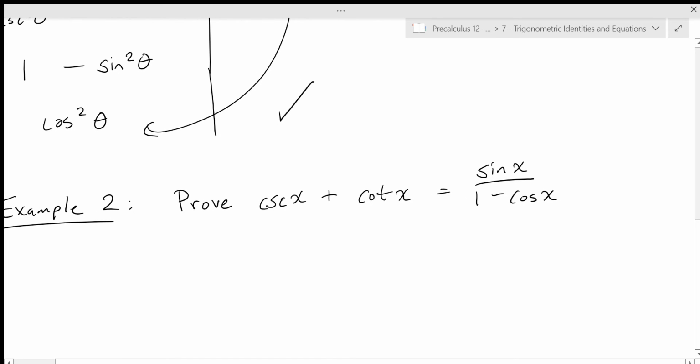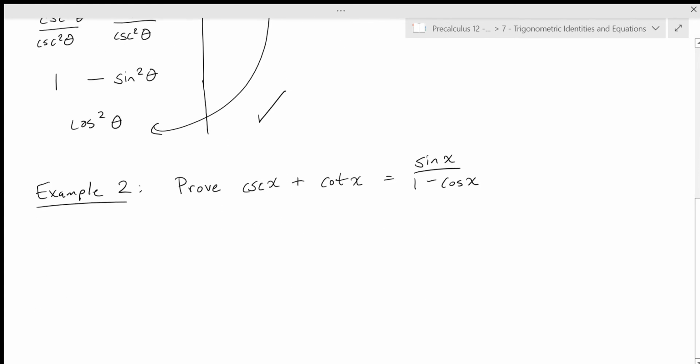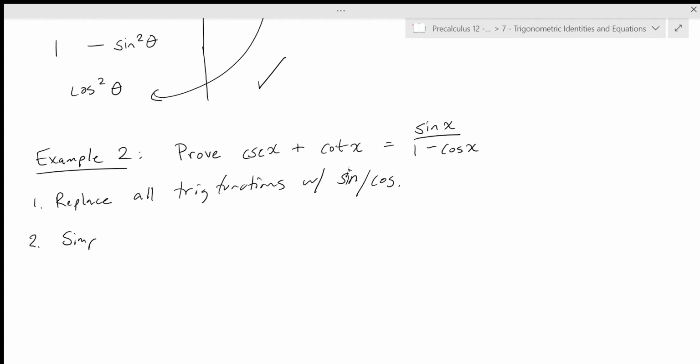When we're proving these identities, your workbook actually has a pretty good set of things you might try. So let's make a list of a few of these things. One, try replacing all trig functions with sine and cosine. You can try rewriting things like cosecant and secant using their sine and cosine equivalents. Two, you can simplify fractions.